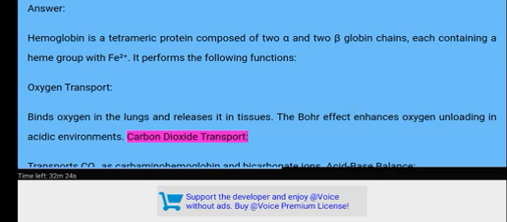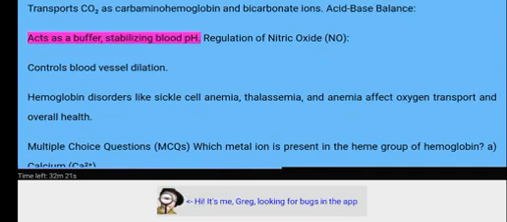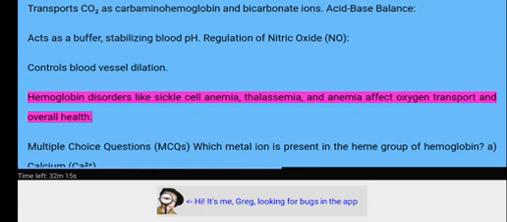Carbon dioxide transport. Transports CO2 as carbaminohemoglobin and bicarbonate ions. Acid-base balance. Acts as a buffer, stabilizing blood pH. Regulation of nitric oxide, NO. Controls blood vessel dilation. Hemoglobin disorders like sickle cell anemia, thalassemia, and anemia affect oxygen transport and overall health.